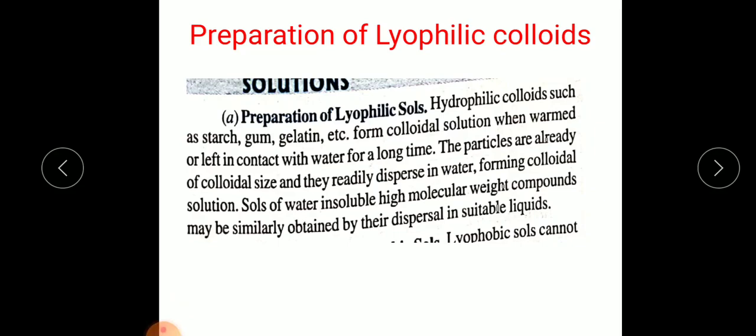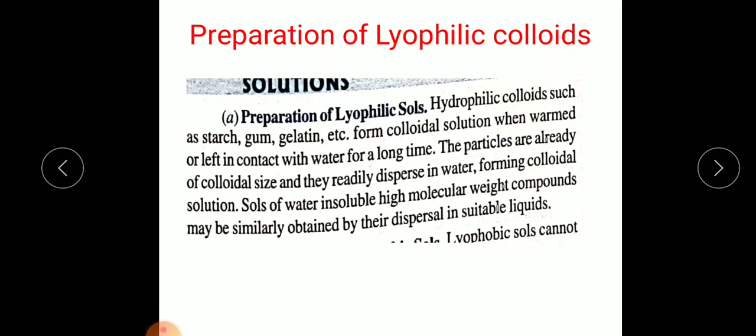We're doing the chapter surface chemistry, and we saw in the last class about colloids and their classification. Today we are going to see that in the classification, we also classified colloids as lyophilic and lyophobic, if you remember. So today we'll see the preparation of lyophilic colloids.